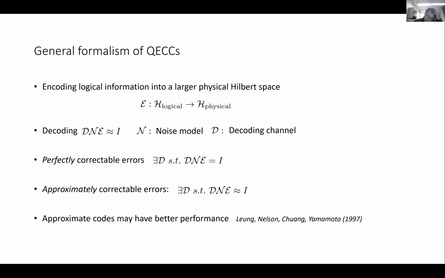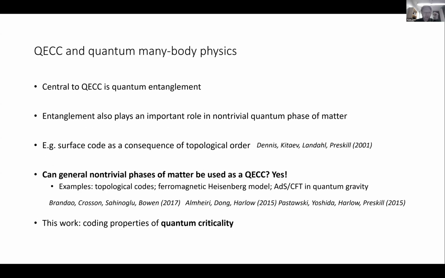So now when we talk about exact code versus approximate code, actually approximate code, even though you cannot reverse the error exactly, may have better performance in the case that you can use a smaller physical table space or you can tolerate more errors. Some examples are given by these classic examples. But conformal field theory also falls into this class. That is what I will talk about today.